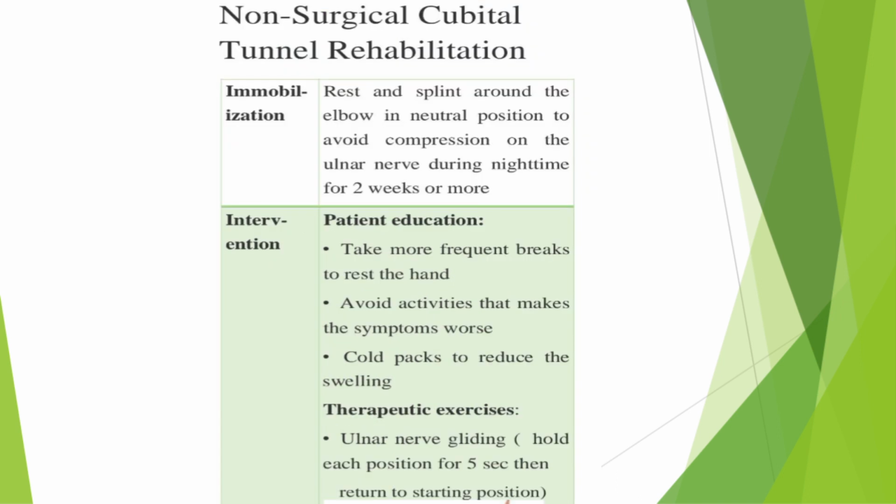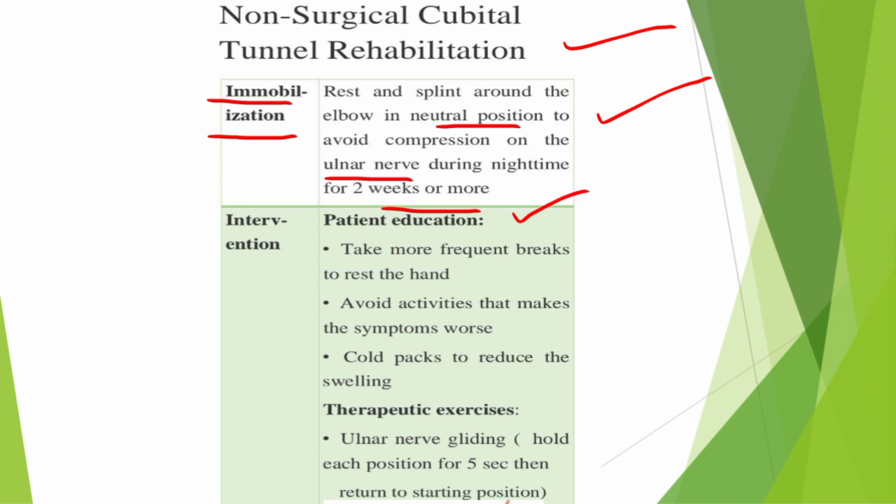We have non-surgical rehabilitation for cubital tunnel syndrome. The first step we do is immobilization. Rest and splint around the elbow so that it is held in the neutral position to avoid compression of the ulnar nerve during the night time for almost 2 weeks or more. First we use a splint, and second we go for patient education.